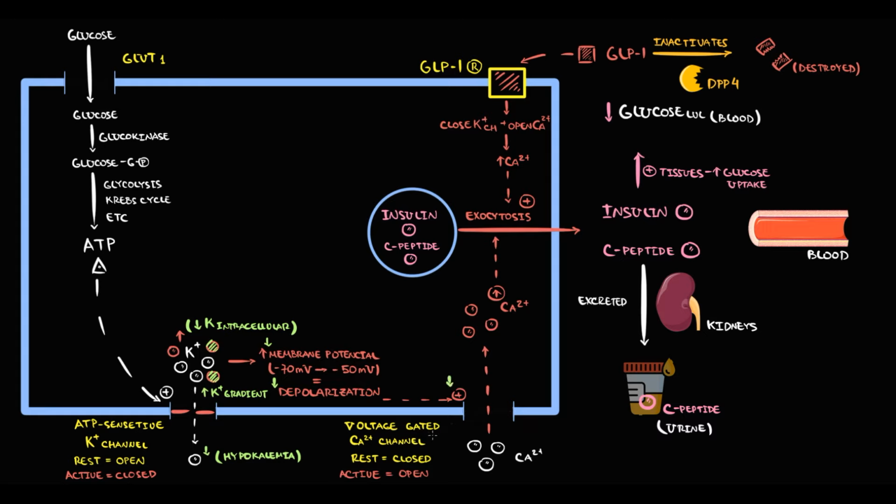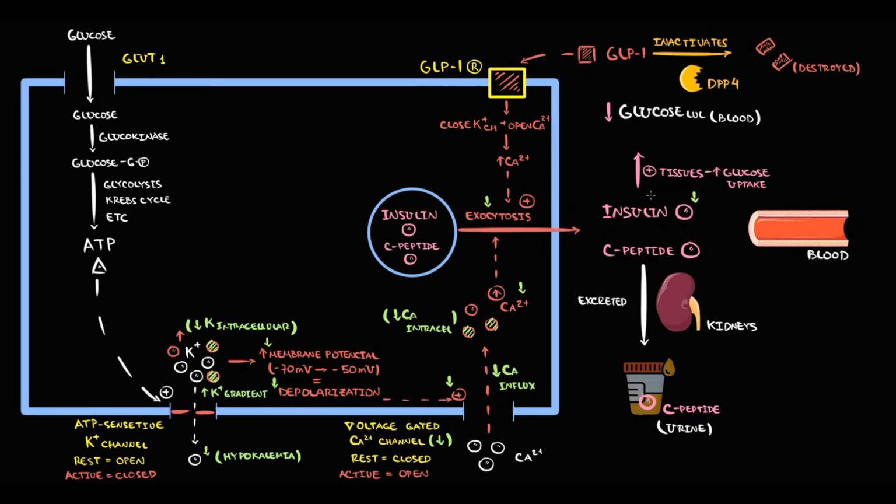And the weaker the depolarization, the smaller the number of calcium channels that open. This causes decrease in calcium influx into the cell, and the smaller the concentration of calcium ions inside the cell, the less active exocytosis becomes. As a result, the secretion of insulin and C-peptide into the blood decreases.